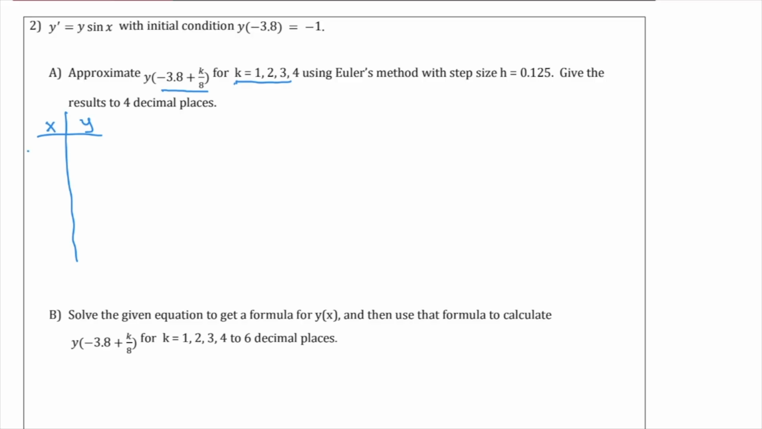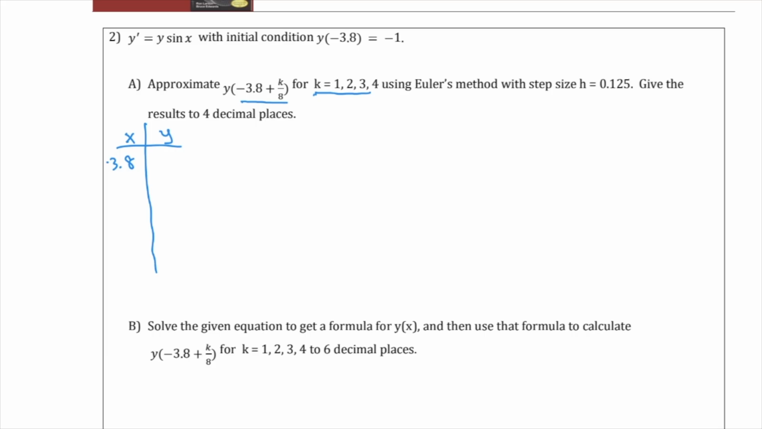Substitute in your negative 3.8, and then we'll add in negative 3.8 plus 1 over 8, negative 3.8 plus 2 over 8, negative 3.8 plus 3 over 8, and negative 3.8 plus 4 over 8.